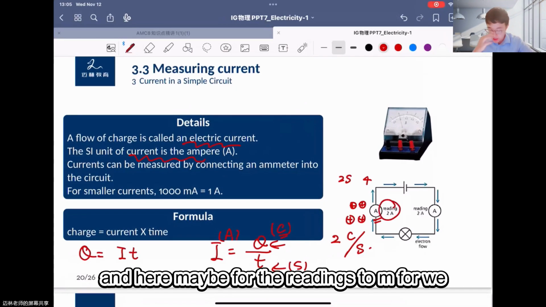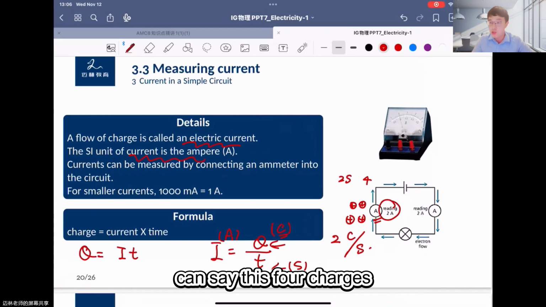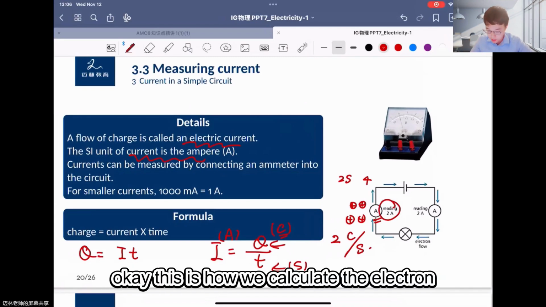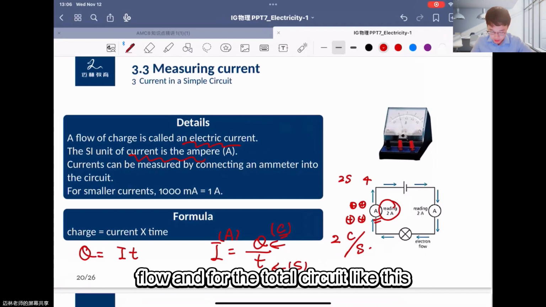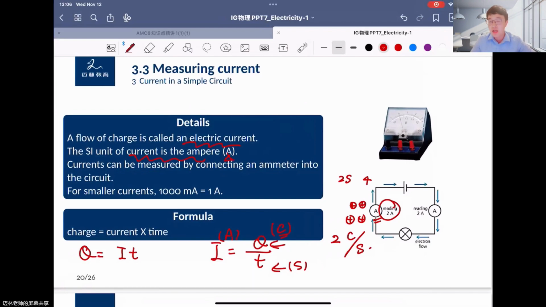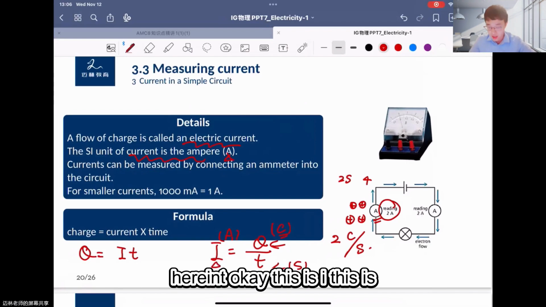And here, for the reading, we can set 4 charges going through the ammeter in just 2 seconds, okay? This is how we calculate the electron flow in the total circuit. So we get a unit called ampere to represent the current, okay? This is I, it is ampere.